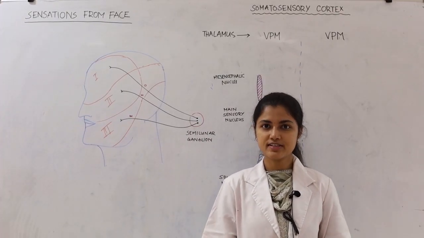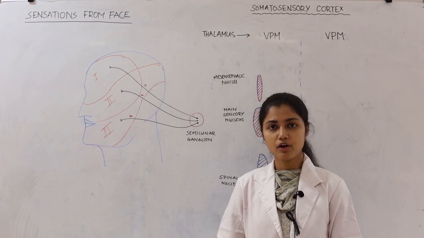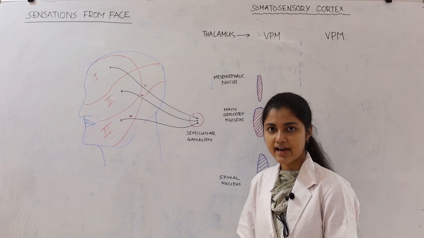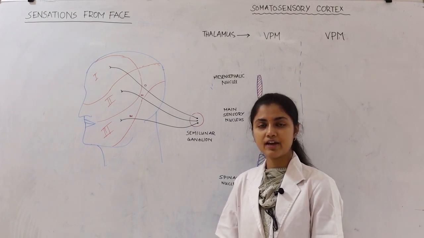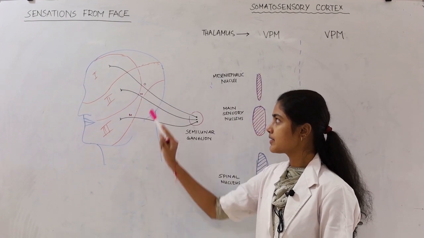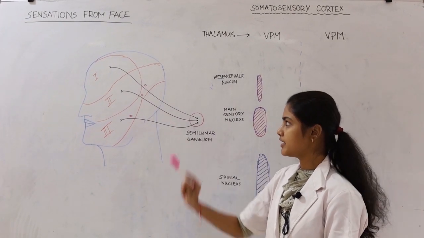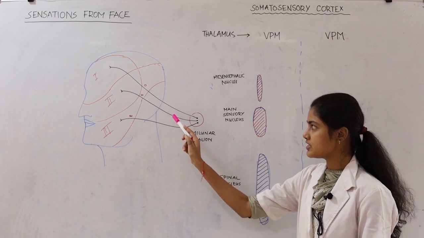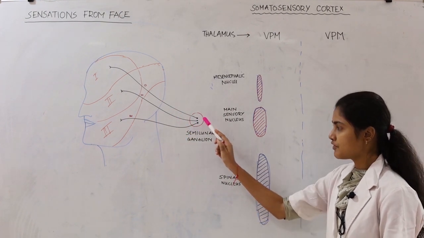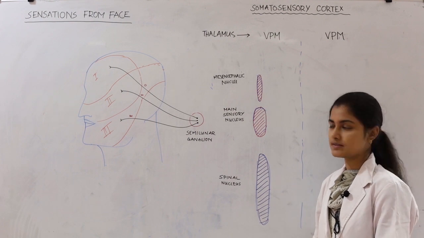We have seen how the sensations are carried from the body. Now we are going to see how the sensations are carried from the face. It is carried by the trigeminal nerve. We have three divisions of the trigeminal nerve. They are the ophthalmic division, maxillary division and mandibular division. They carry the sensations to the trigeminal ganglion. From here the first order neuron arises.